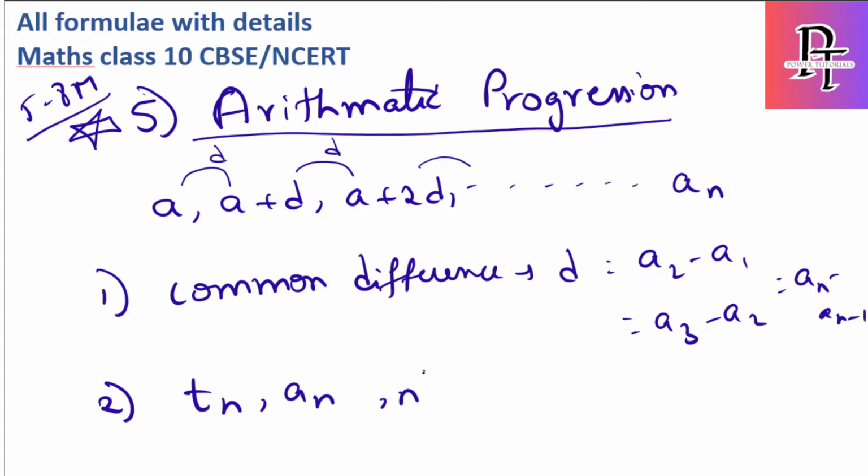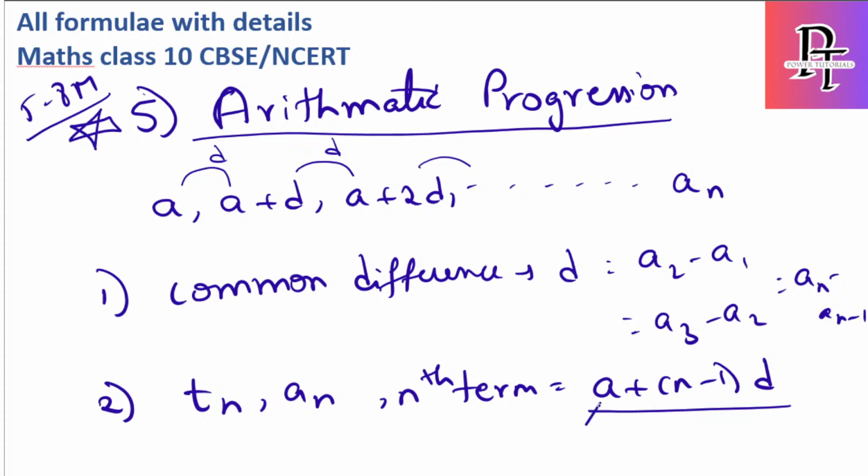Okay, the second important formula from this chapter is Tn, which can also be written as an, which is nothing but the nth term. The nth term formula is a plus n minus 1 into d. So a is the first term here, n is the nth term which they are asking, and d is the common difference.